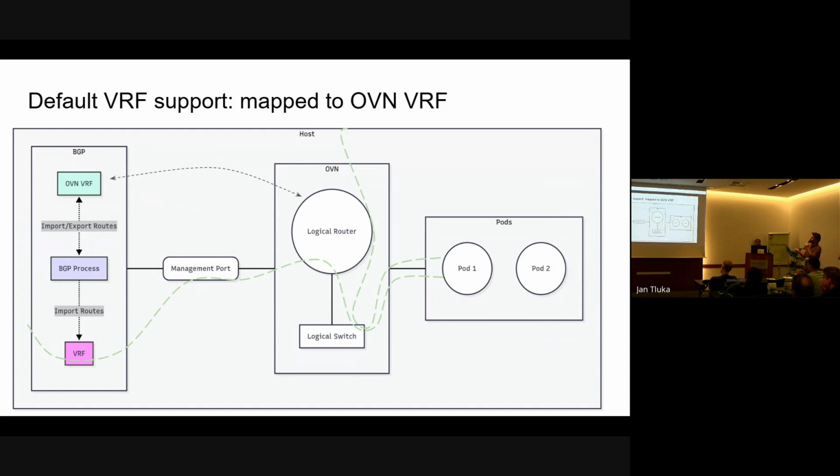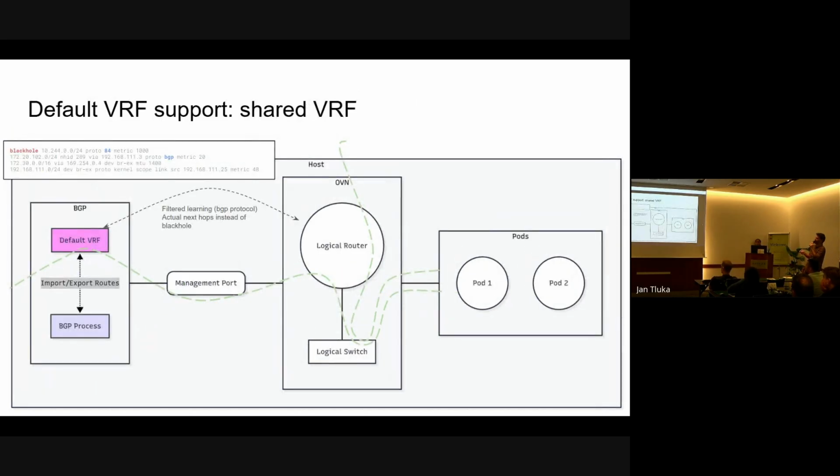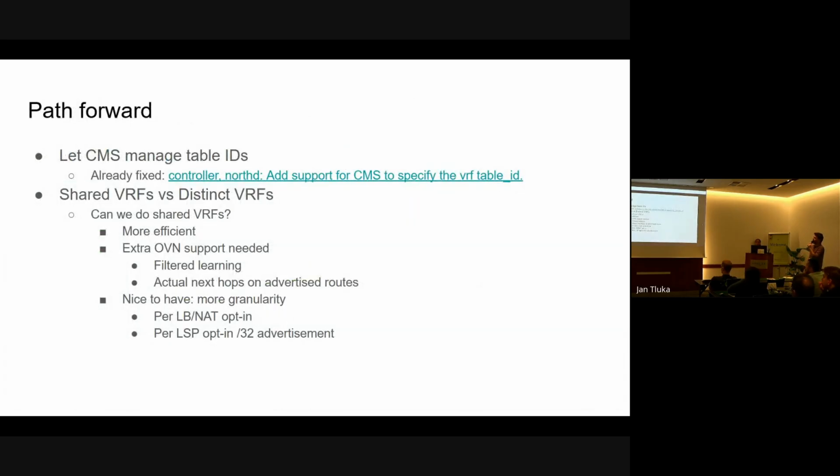When we consider the default VRF, from this perspective the default VRF is just another VRF. So the default routing table is just another VRF, and we will just have an OVN VRF mapped to the default VRF if we were not sharing VRFs, and in case we are sharing VRFs, it would just work in the same way.